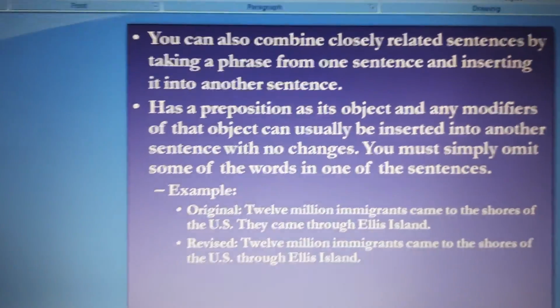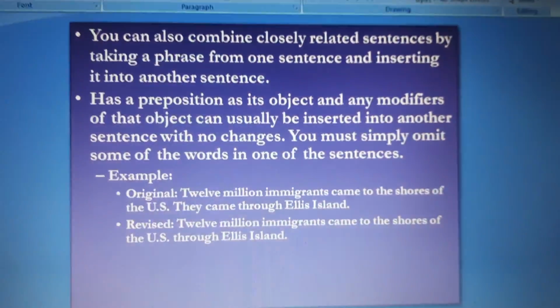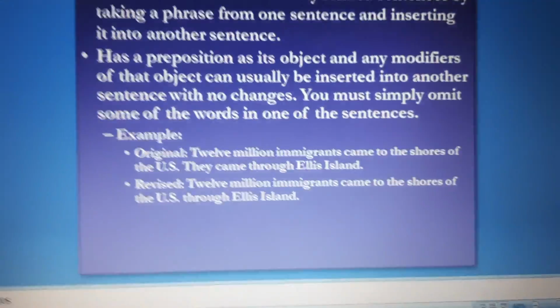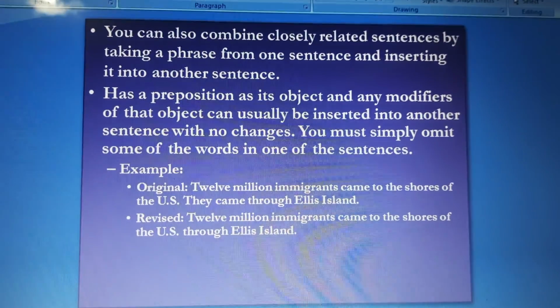Oh, I'm sorry. Okay, I was filming in the middle of the sequence, so I didn't see. So here is the example.